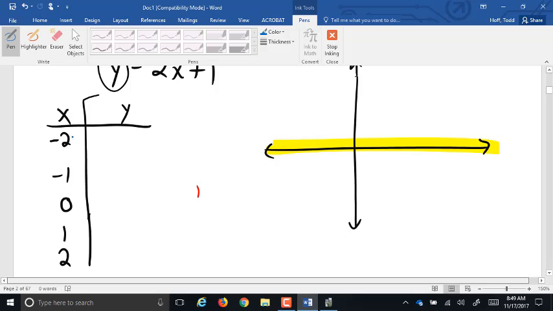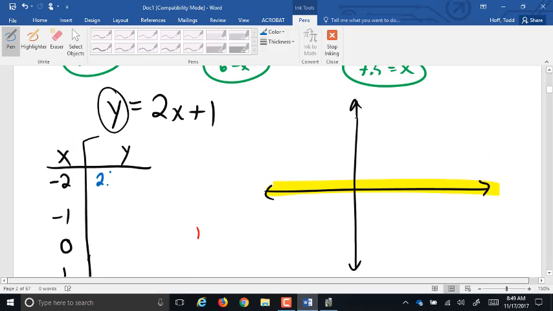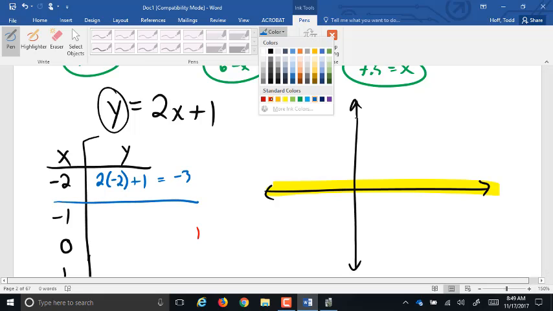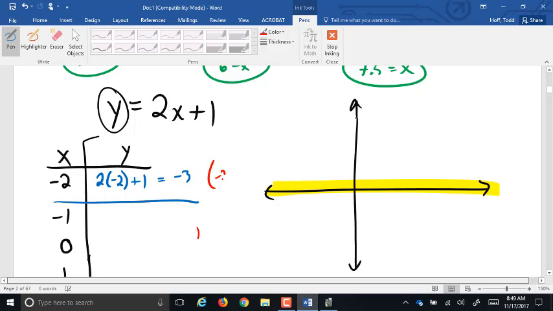Well, when x is -2, y is 2 times x plus 1. What is 2 times -2? -4 plus 1, -3. That gives us a coordinate. X is -2, y is -3. -2, -3 right there, right? You guys okay with locating those coordinates? Have you done enough of that in the shop that you know where they're at? Okay.